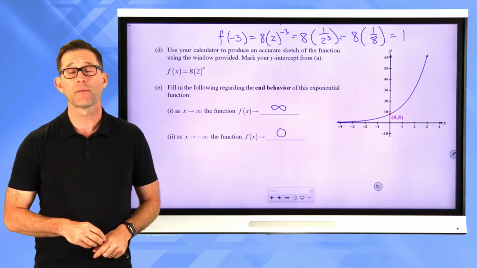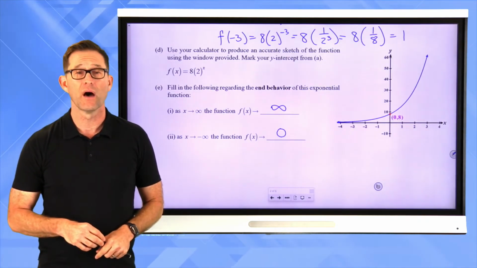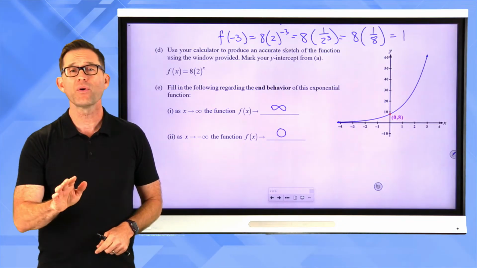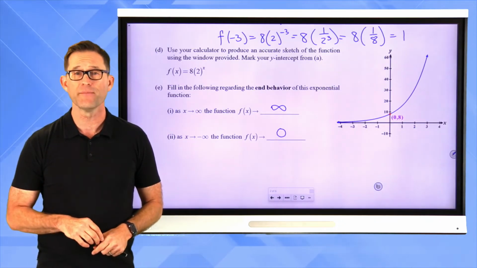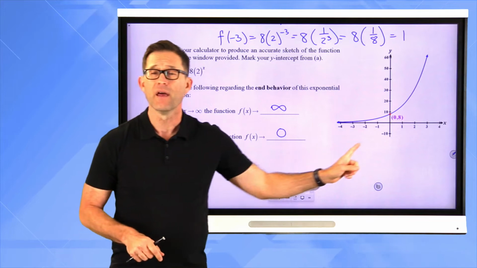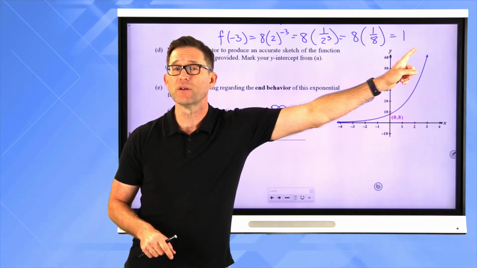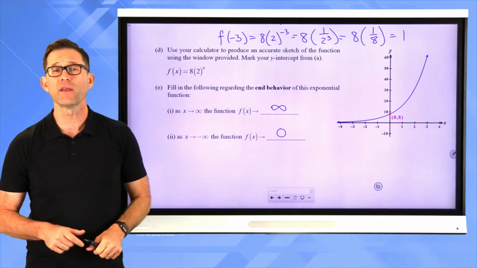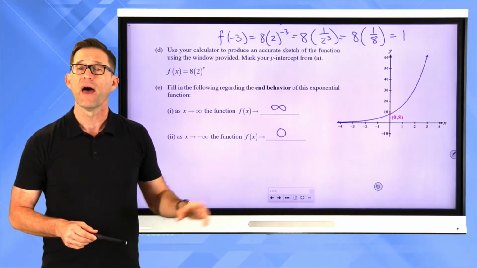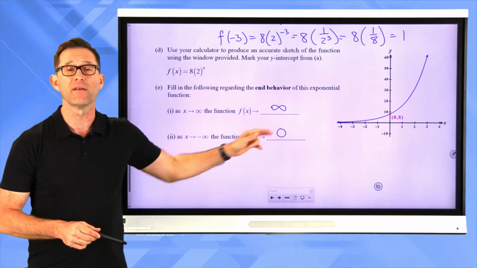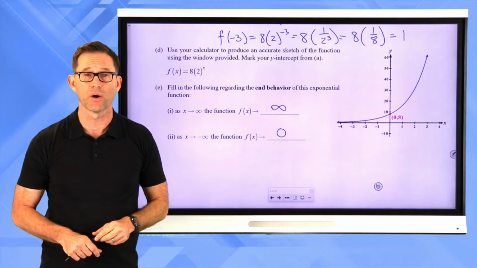We're going to eventually talk about what are called asymptotes of exponential functions, but we'll get to those in a few lessons, okay? All we need to know now is that, at least for this exponential function, as x goes to positive infinity, the function heads up to infinity, and as x goes to negative infinity, the function is heading towards 0.